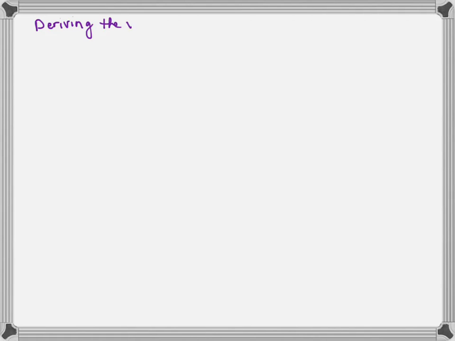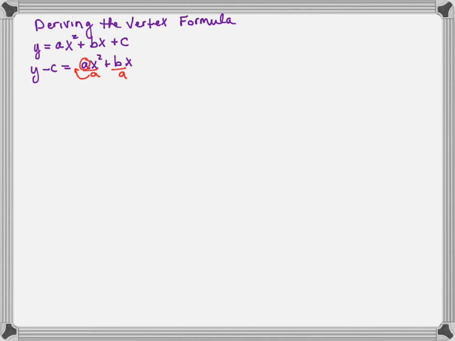Alright, in this video I'm going to derive the vertex formula. We'll start with y equals ax squared plus bx plus c. And the first thing I'm going to do is just move c out of the way, because what we need to do is complete the square. So I have y minus c equals ax squared plus bx.